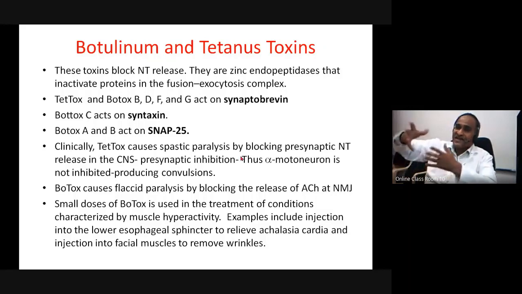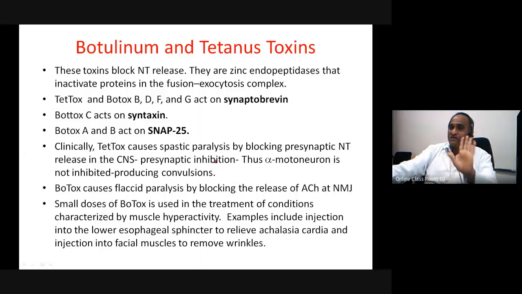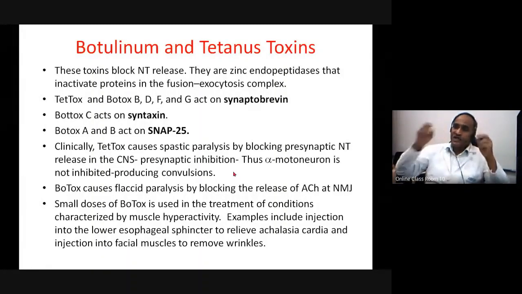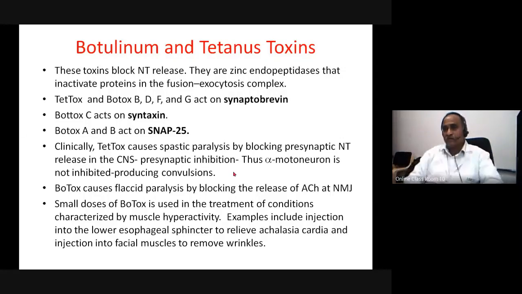Now the Renshaw interneuron gives a synaptic contact, and this synaptic contact is inhibited. That means the release of transmitter is inhibited presynaptically. Thus the alpha motor neuron is not inhibited. If the alpha motor neuron is not inhibited, you will get excessive activity of the muscles, that is convulsions. That is one of the things we see with tetanus.